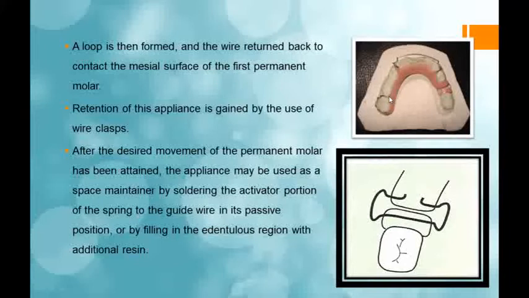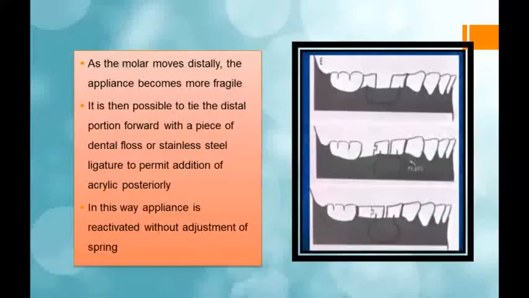After the desired movement of the permanent molar has been attained, the appliance may be used as a space maintainer, by shouldering the activator portion of the spring to guide the wire into its passive position, or by filling this edentulous region with additional resin. As the molar moves distally, the appliance becomes more fragile, so it is then possible to tie the distal portion forward with a piece of dental floss or a stainless steel ligature to permit the addition of acrylic posteriorly. In this way, the appliance is reactivated without adjustment of the spring.